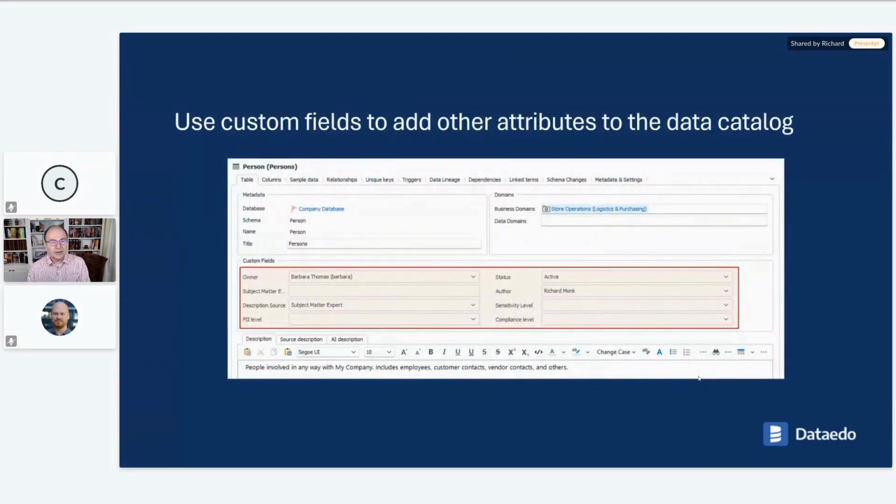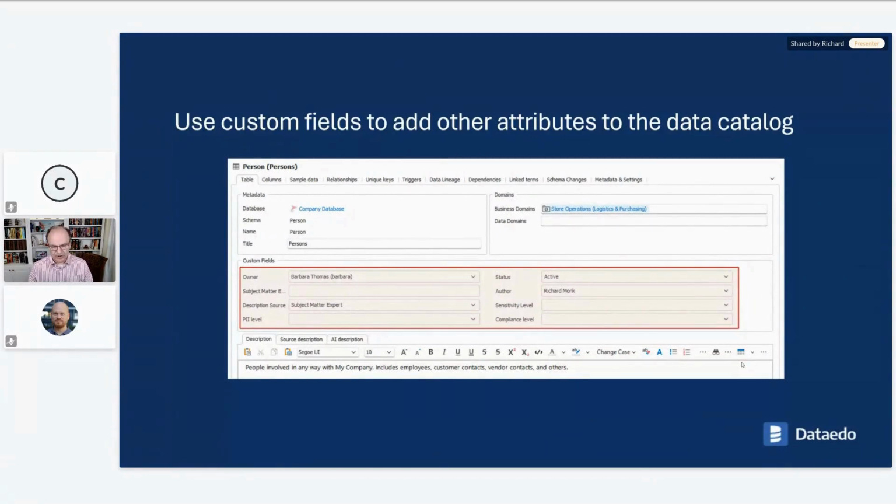Okay, I did refer to custom fields. The purpose of custom fields is to add other attributes, other metadata to your data catalog, other than those things that come in when you import the metadata from your data sources. In this example, I have added these eight custom fields to my person tables. So I can now document who the owner is, who the subject matter expert is, the PII level, and the compliance level. I can document these sorts of things there and increase the depth of knowledge that's available to my users.